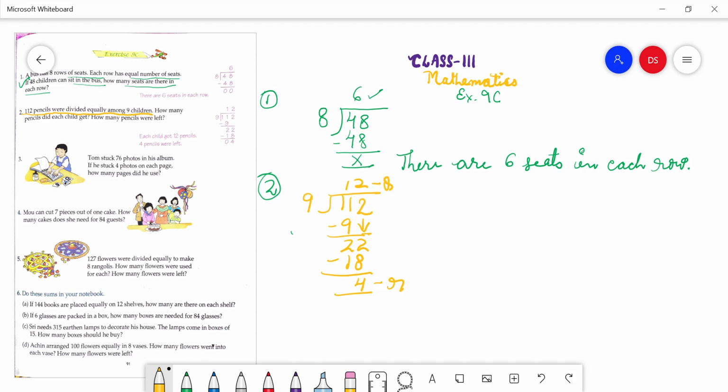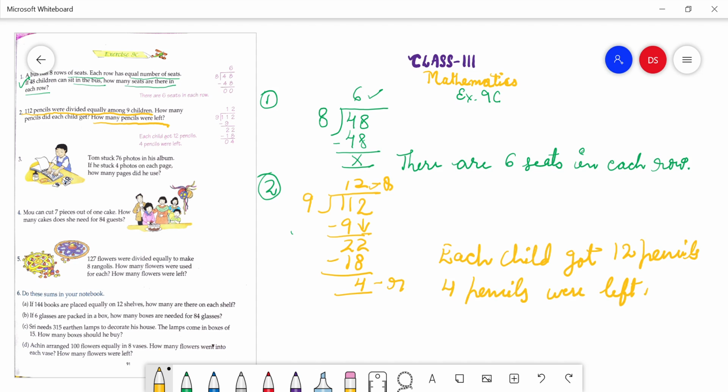And now we will write the answer in the statement like this. Each child, because in the question you can see that how many pencils did each child get? Each child got 12 pencils. And one more question is joined here. How many pencils were left? You can see the remainder 4. So we will write 4 pencils were left. These two questions are already done in the book, but I have also done them on the screen.